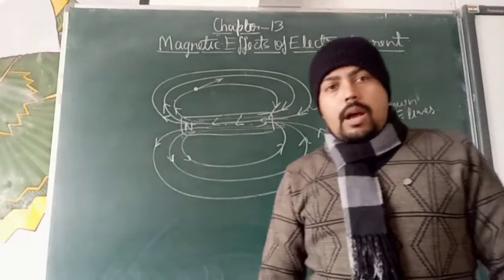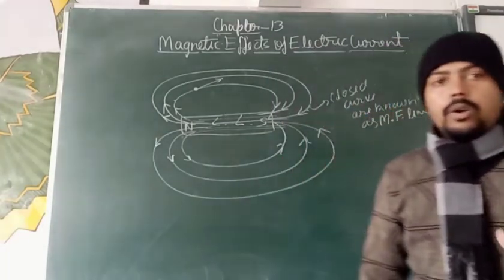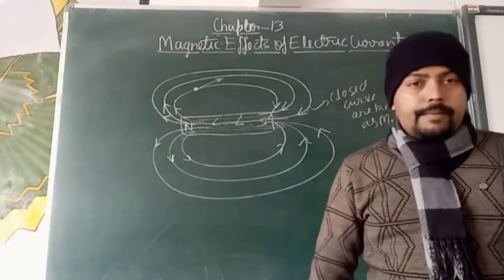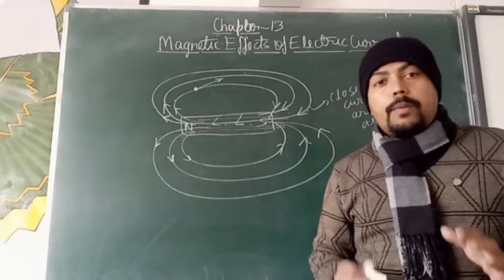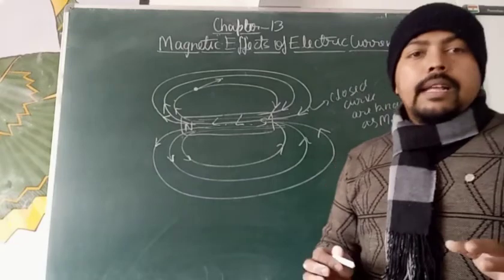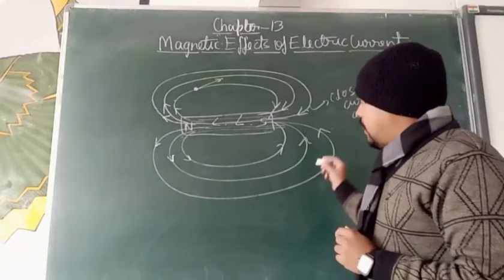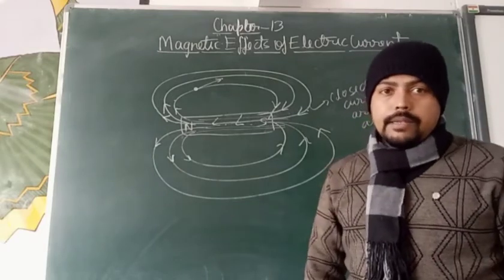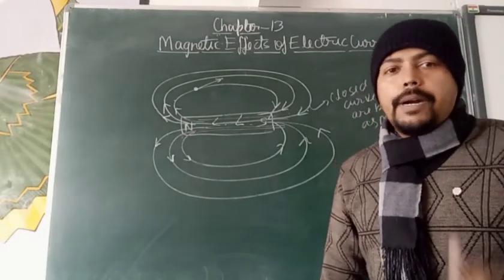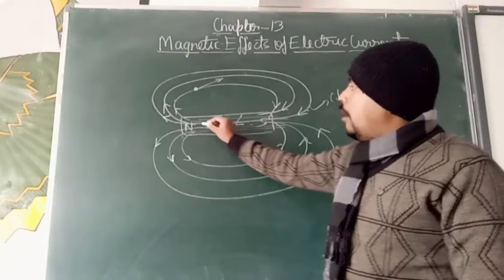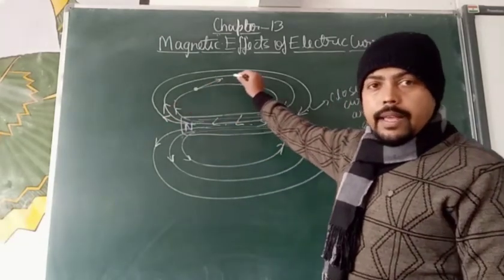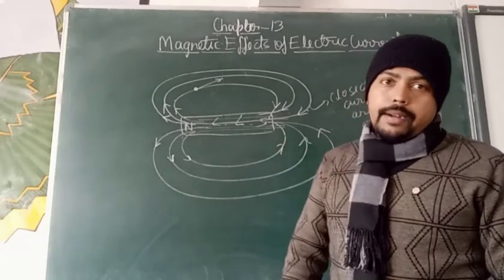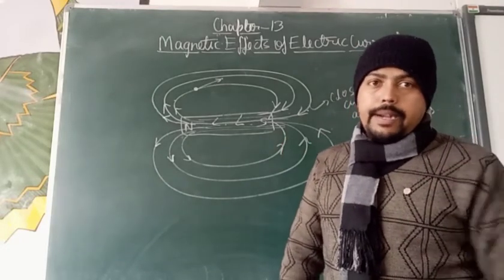Okay, so now after discussing all these factors, let's talk about the properties of magnetic field lines. You can see that there are numerous curves. So what are the properties of these magnetic field lines? The first property is that they originate from the north end of the magnet and end towards the south end of the magnet.